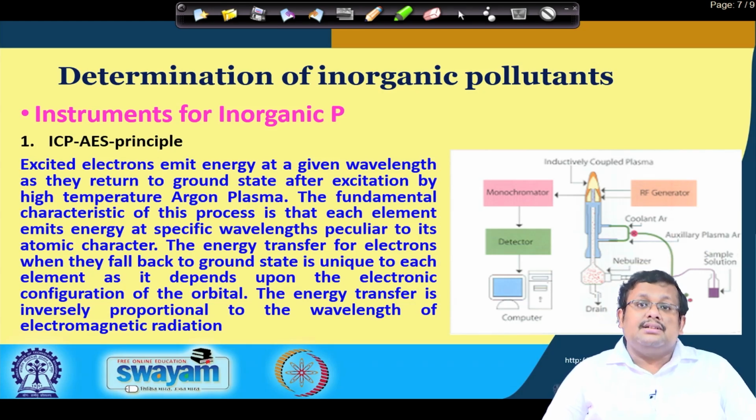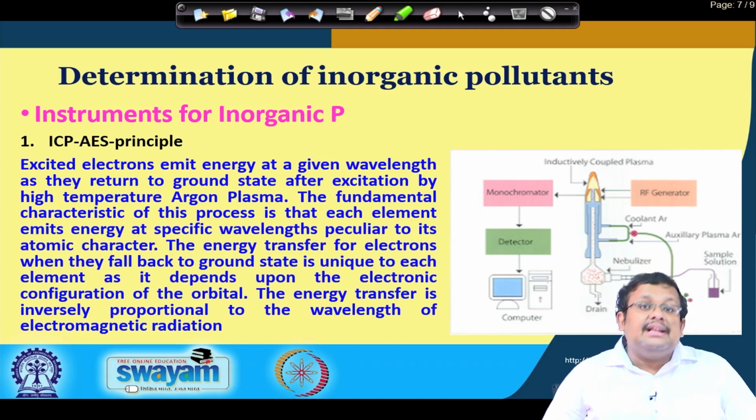these excited electrons emit energy at a given wavelength as they return to their ground state after excitation by high temperature argon plasma. So, what happens when we energize the electrons of a compound by the high temperature of argon plasma? The electrons basically go to the higher orbitals or excited states, and when they come back to the ground state after excitation, they emit some energy at given wavelengths.